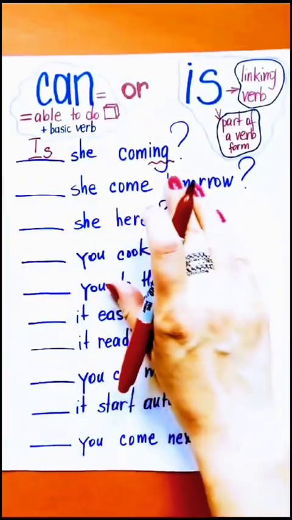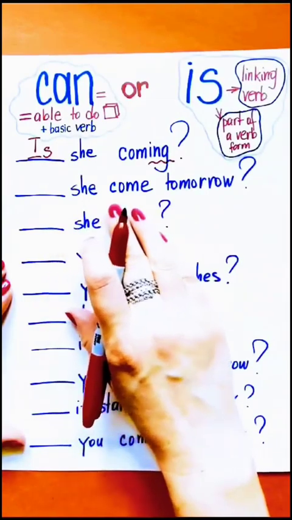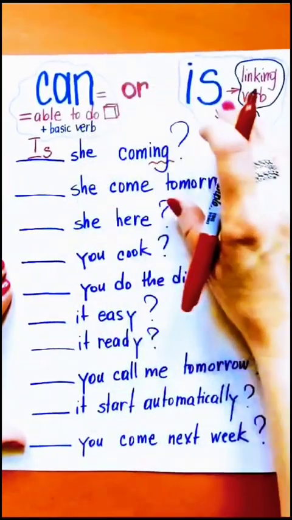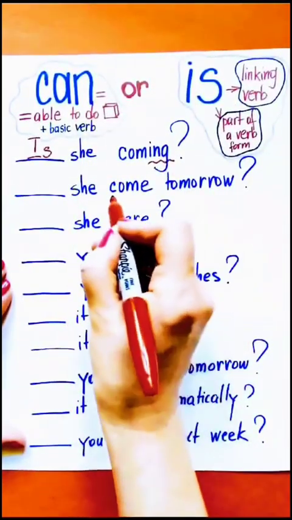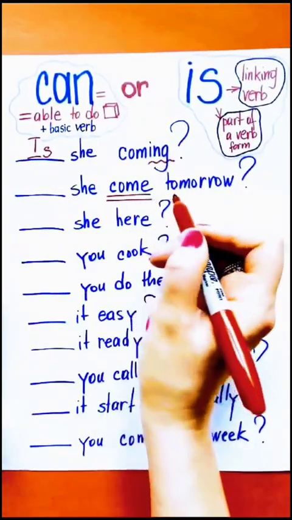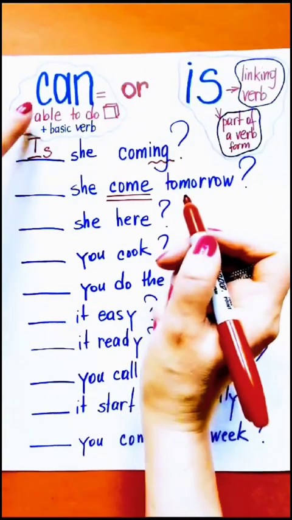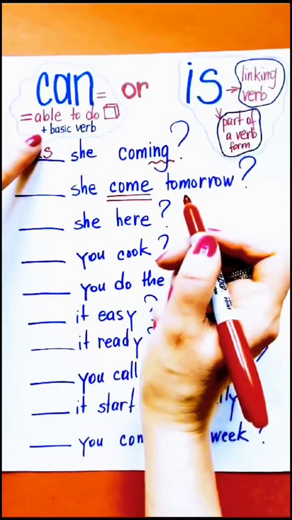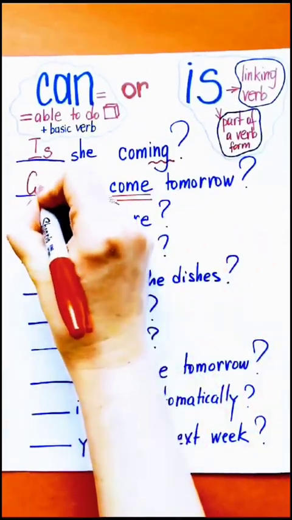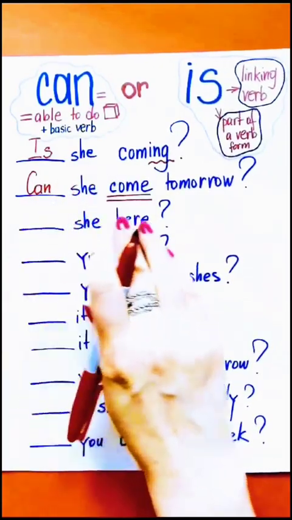Is she coming? She come tomorrow. Can or is? We have come, and come is a basic verb. We need can. Can goes with a basic verb. Can she come tomorrow?